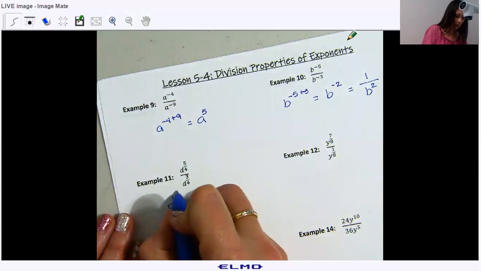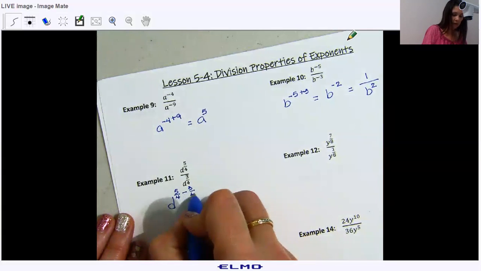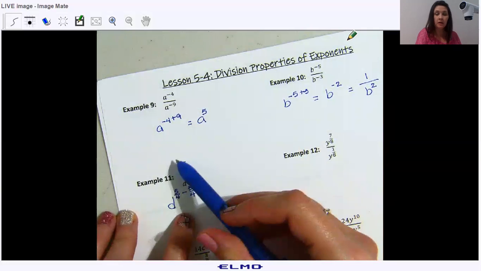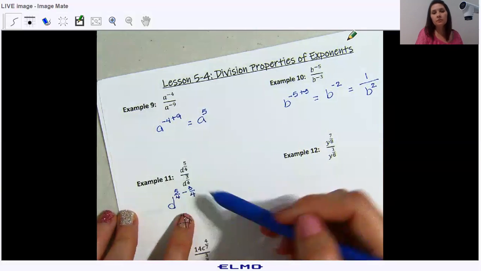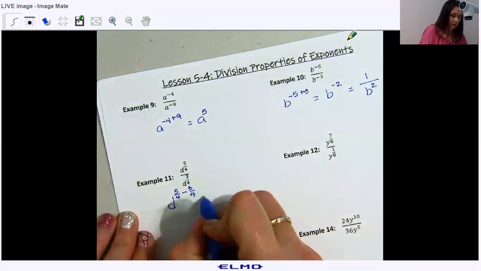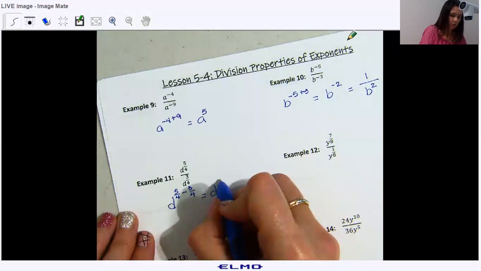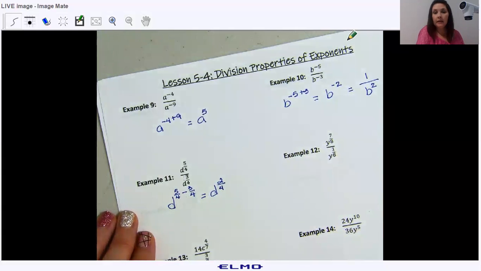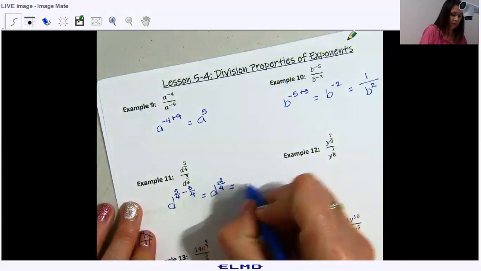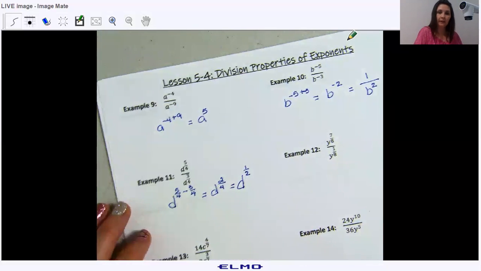d to the power of 5/4 minus 3/4. And again, the only reason we can do this is because our terms, the d and the d, are the same. If they were different, we couldn't do this. Okay, so we have d, 5 minus 3 is 2. Our denominator is 4. And fractional exponents can be simplified. So this will simplify to d to the power of 1/2. Okay.